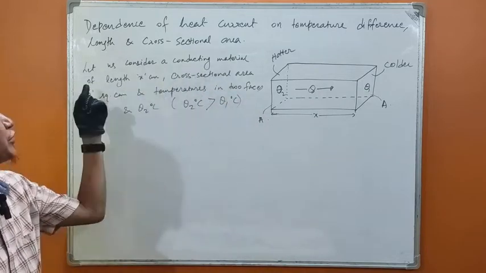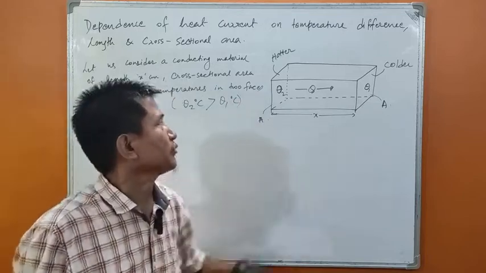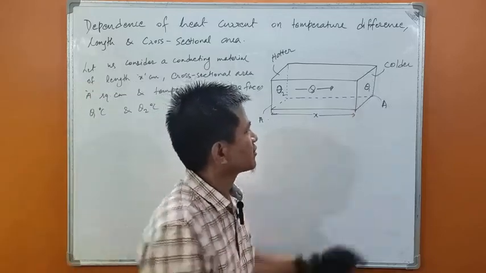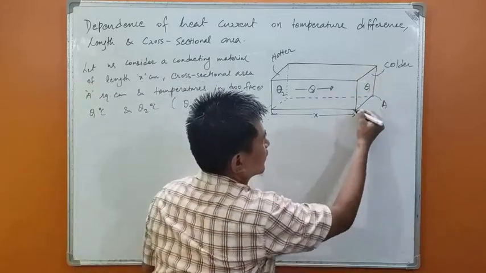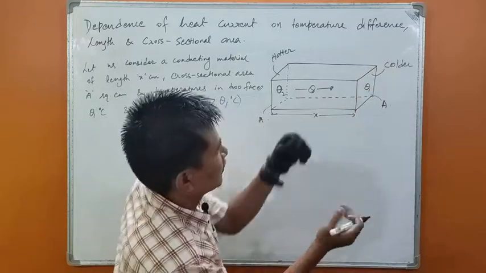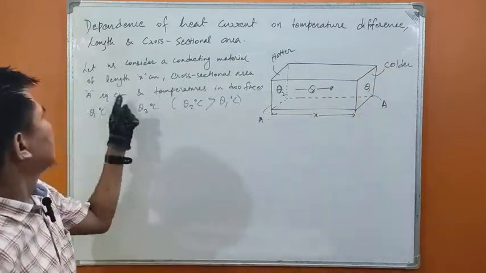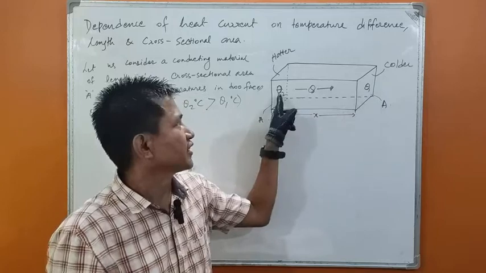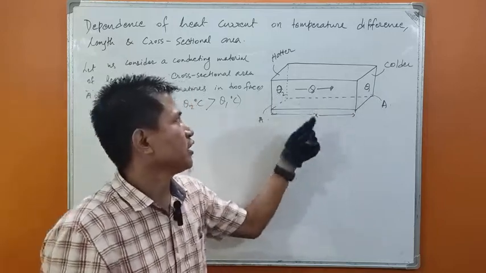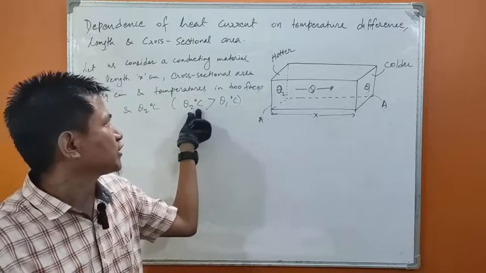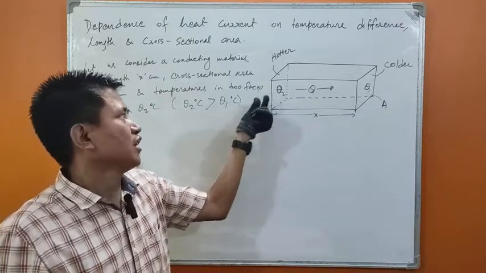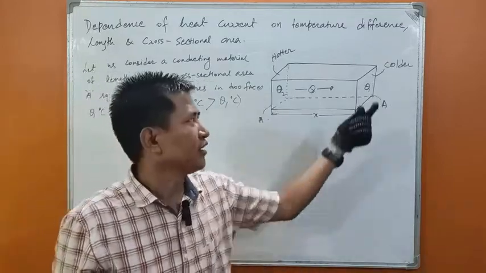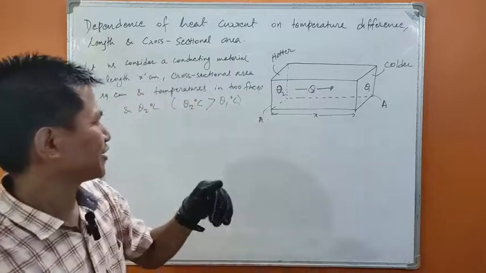Let us consider a conducting material of length x centimeter, cross-sectional area A square centimeter. Cross-sectional area means this area. The temperatures of the two faces are theta 1 and theta 2 degrees Celsius, where theta 2 is greater than theta 1. So this is the hotter surface and this is the colder surface. Theta 2 is the higher temperature, theta 1 is the lower temperature. I hope you got this.